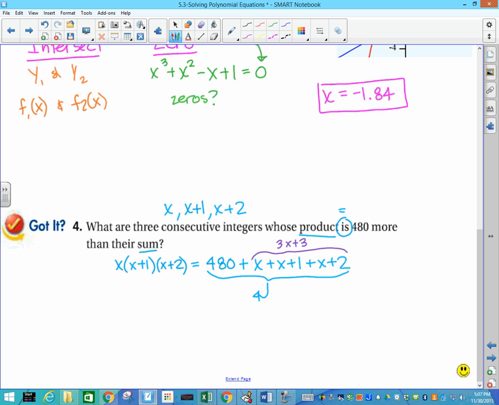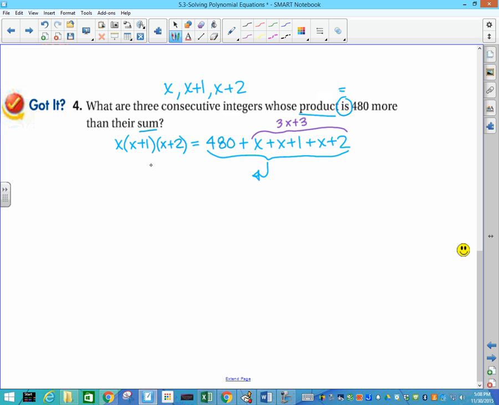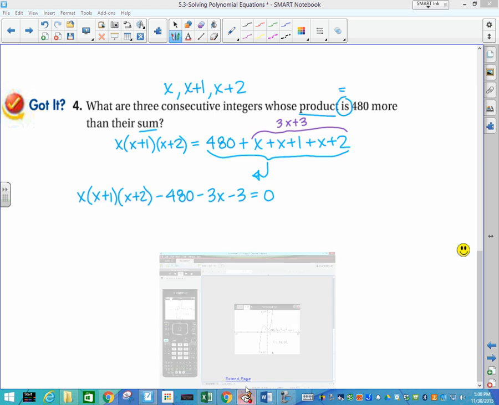So when I move it to the other side, just to be able to use the zero method, you don't have to worry about that, y'all. You can put it in your calculator just like that. So x times x plus 1 times x plus 2 minus 480 minus 3x minus 3 equals 0. Okay, so let's see if I can remember all that to put it into my Inspire.